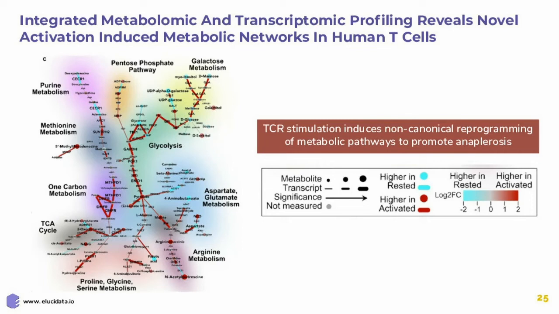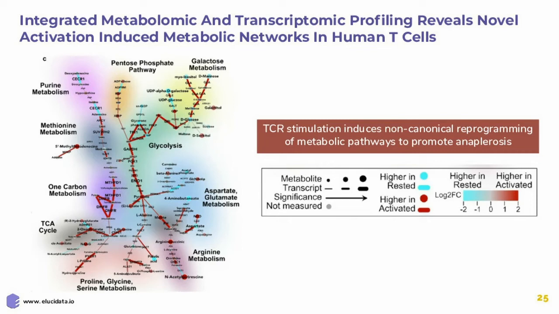And so the way this analysis works is rather than overlaying the data on a canonical view of central carbon metabolism and glycolysis that is depicted as the line and circle model in most textbooks, this representation tries to find connections between pathways and nodes that are being most dramatically modulated upon activation.